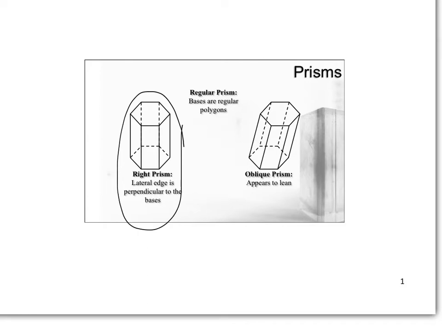The oblique prism, again, appears to lean, so your height is going to be a little bit different here as well. You're not going to see a lot of oblique prisms. They'll mostly be right prisms.